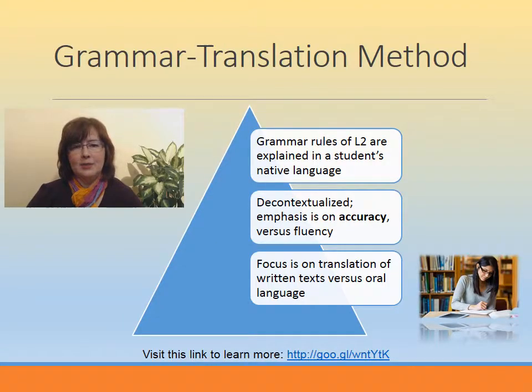The grammar translation method focuses on teaching reading and writing for translation purposes. Grammar rules of the target language are explained in the student's native language, and the emphasis is on accuracy rather than fluency. You can learn more about this method by visiting the link below.